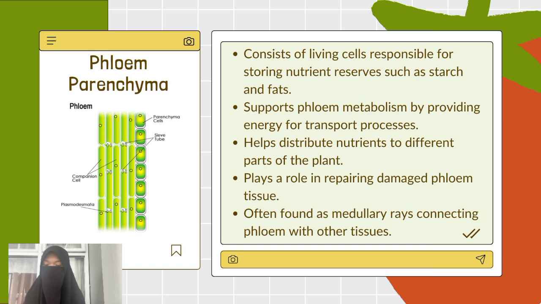Okay, the next structure is phloem parenchyma, which consists of living cells responsible for storing nutrient reserves such as starch and fats. They support phloem metabolism by providing energy for the transport process, and are often found in medullary rays connecting phloem with other tissues.